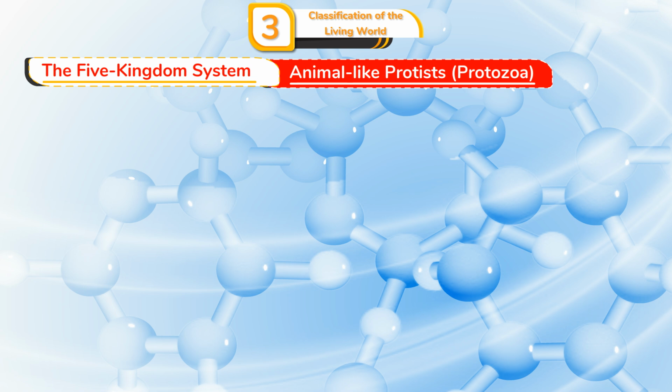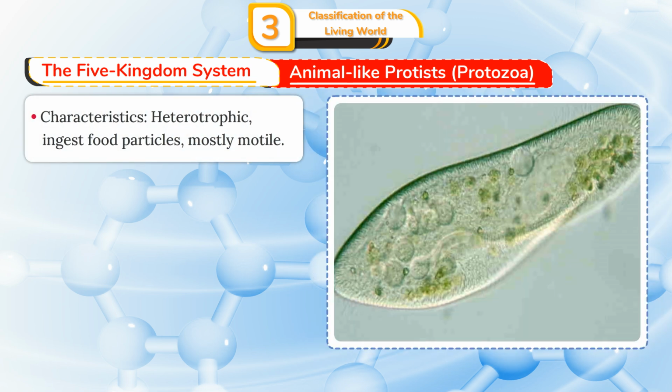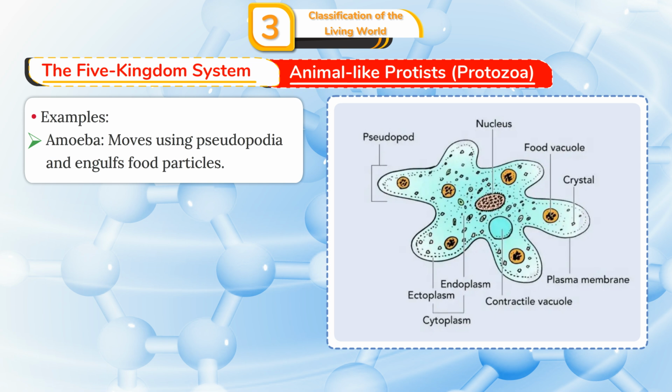Protists, protozoa. Characteristics: heterotrophic, ingest food particles, mostly motile. Examples: amoeba, moves using pseudopodia and engulfs food particles.